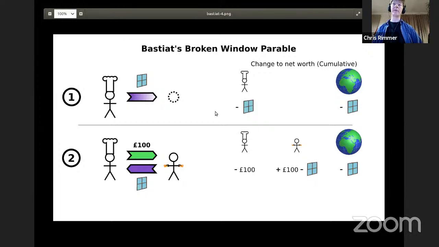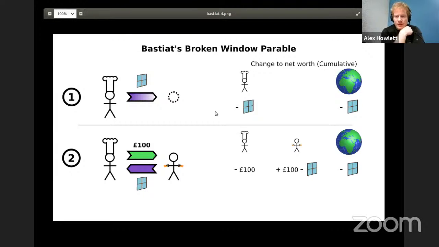And no matter what sort of trading happens, the whole world will be one window worse off. Now, maybe the glazier will make a new window, but it's his production that's adding to the world's wealth then. It's not the fact that the baker's window was broken. So I think that's quite a useful insight into the broken window fallacy, as I call it. I think that's a nice way of showing it.